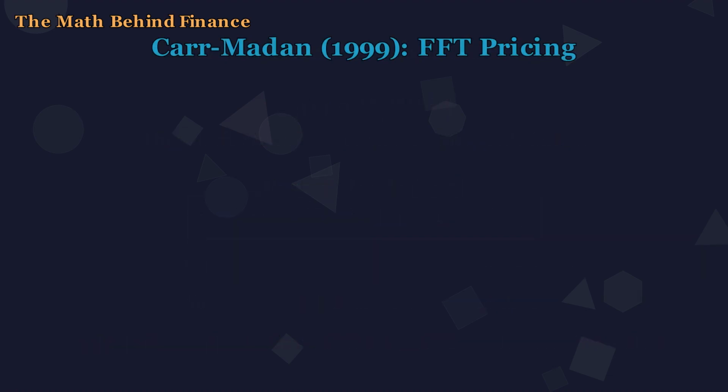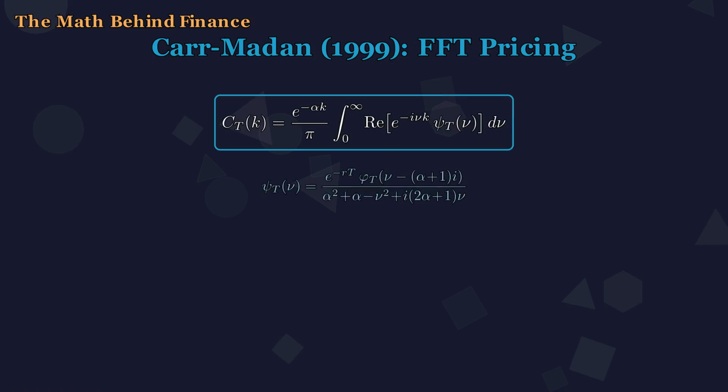Now we need to turn the characteristic function into actual option prices. This is where Carr-Madan come in. Their 1999 paper showed that with a damping factor alpha, the call price can be written as a single Fourier integral. The integrand psi is built directly from the characteristic function phi that Heston gave us.